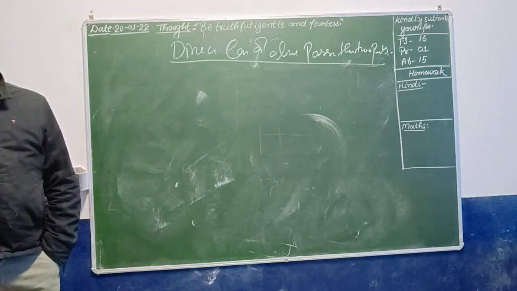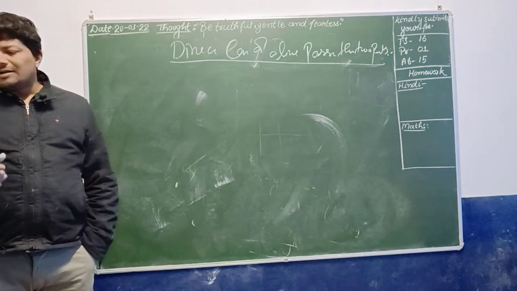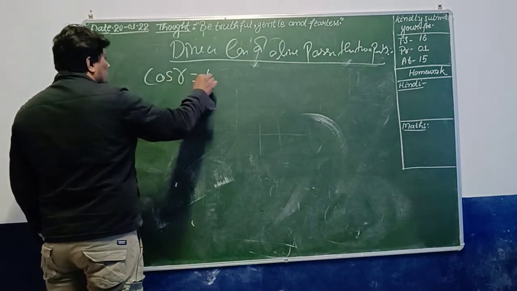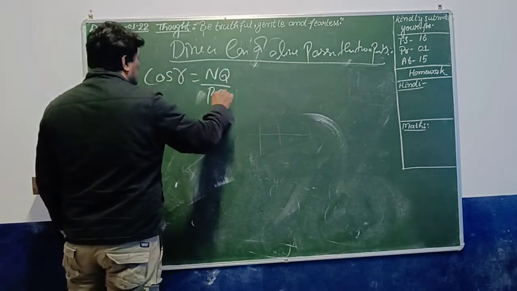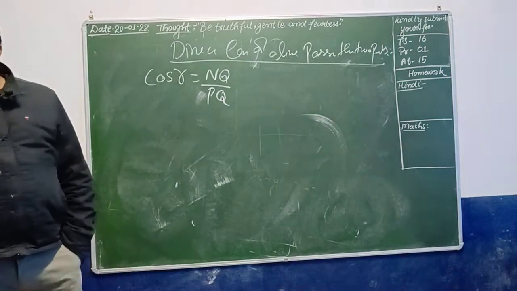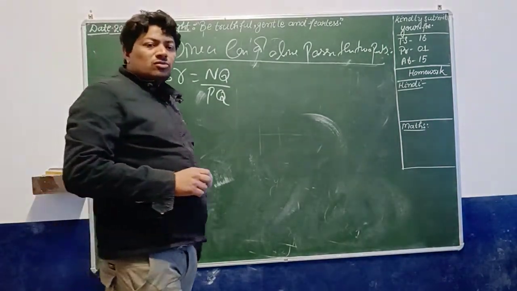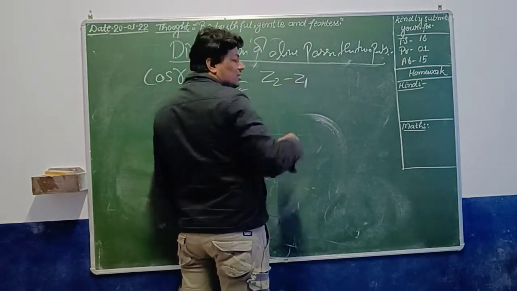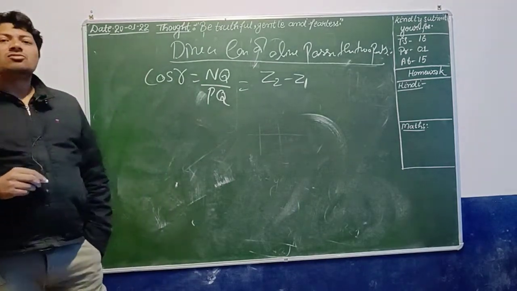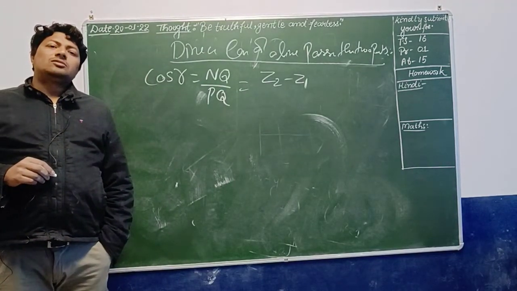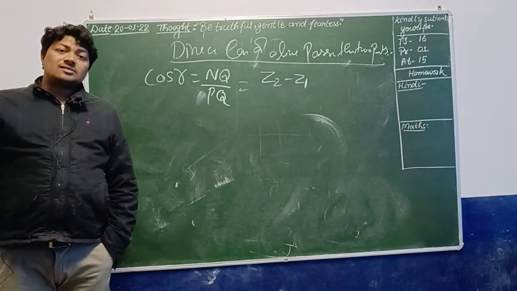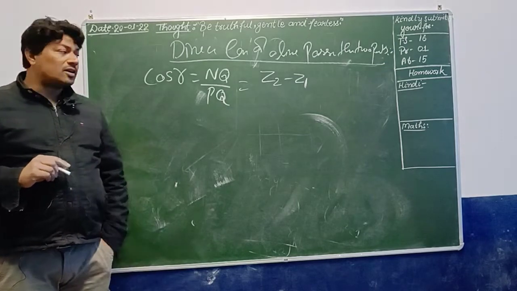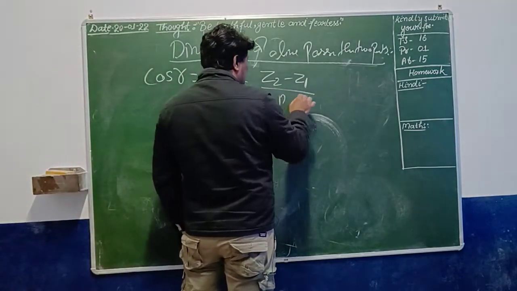If you talk about cos gamma from that triangle, it will be NQ upon PQ. Cos gamma equal to NQ upon PQ. Is it clear? NQ upon PQ. And NQ is equal to z2 minus z1. That you are talking about the z-axis. For the x-axis it is x2 minus x1. Here you have gamma, so it will be z2 minus z1 divided by PQ.